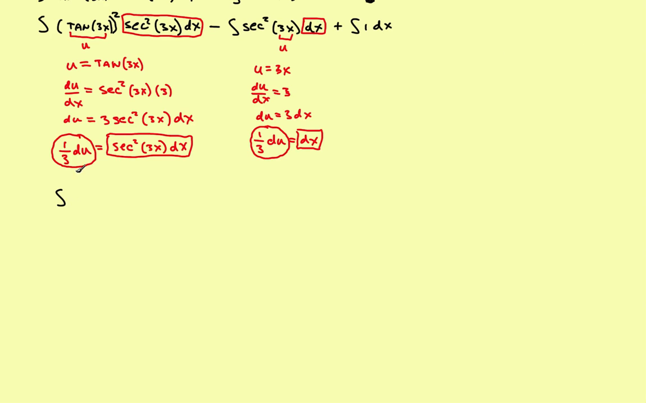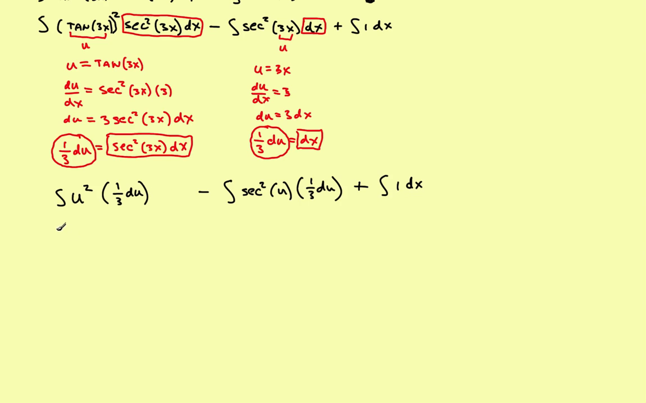It'll be the integral. Now this will turn into u squared, and then in place of the secant squared, you're going to put 1/3 du. So that'll be 1/3 du right there. Then you've got minus the integral of, and this is going to be the secant squared of u, and again, in place of dx, you'll put 1/3 du. So treat each one as a separate problem. And then finally out here, you're going to have plus the integral of, and we'll just put 1 dx. So no u substitution on this last one.